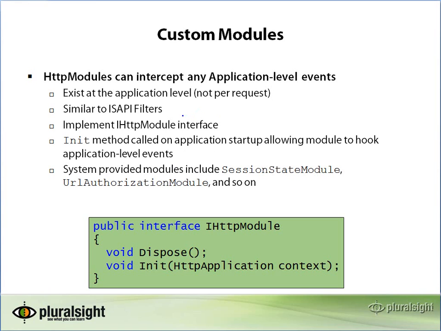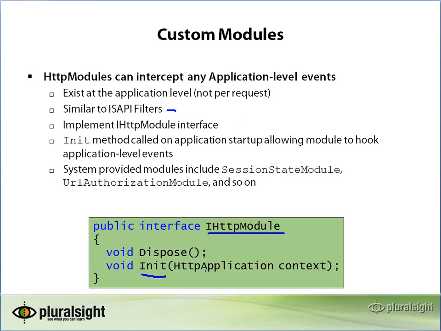So conceptually, modules are similar to ISAPI filters in IIS, if you come from that world. They give you the opportunity to intercept all of these application-level events, and you can deploy them into a site just by dropping them in the config file. The interface you'll use to build them is IHttpModule. And it's a very simple interface. It just gives you one method, basically, the Init method.